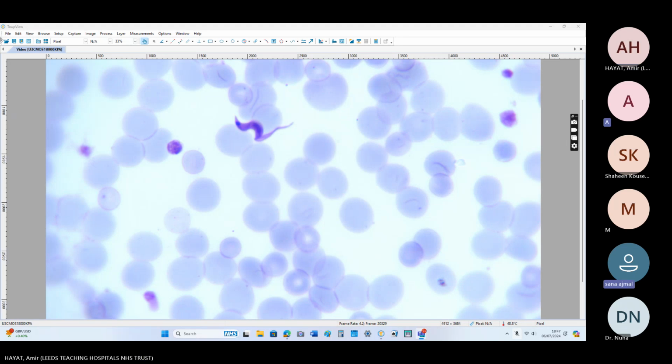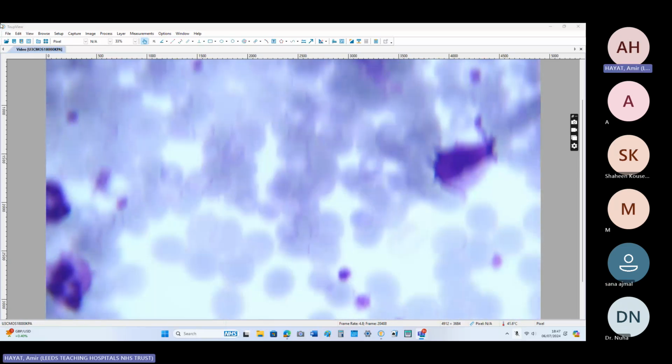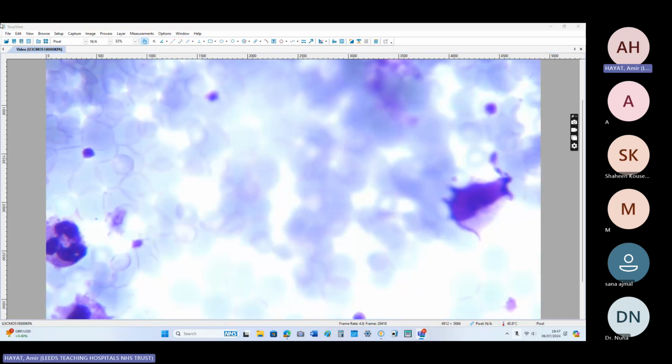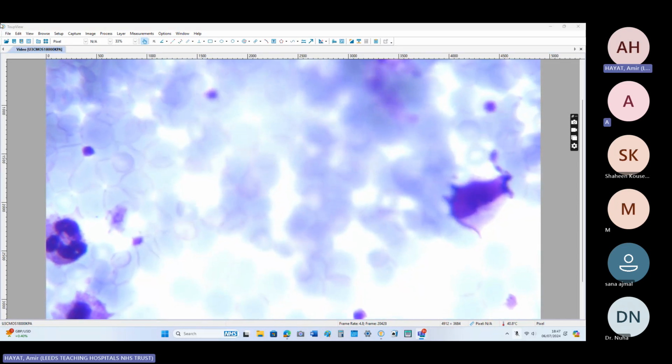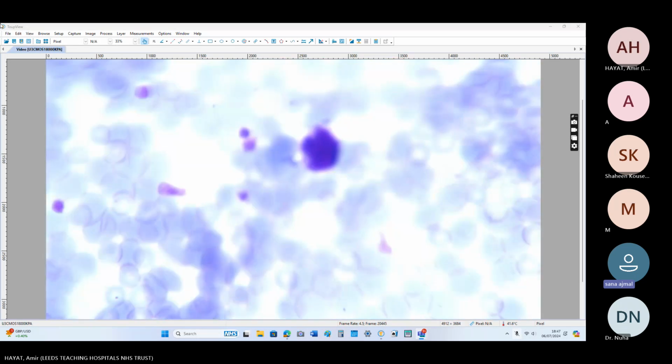But he said the patient is from Africa, so we have to memorize geographically. Cruzi is more common towards the Americas, usually in Chagas disease, C for Cruzi, C for Chagas disease, which is in South America.